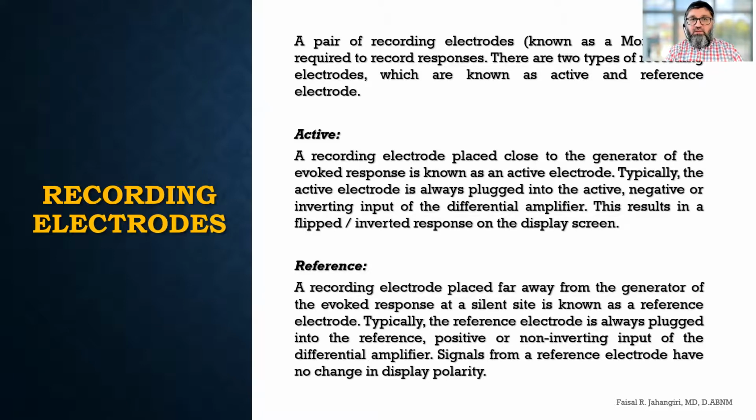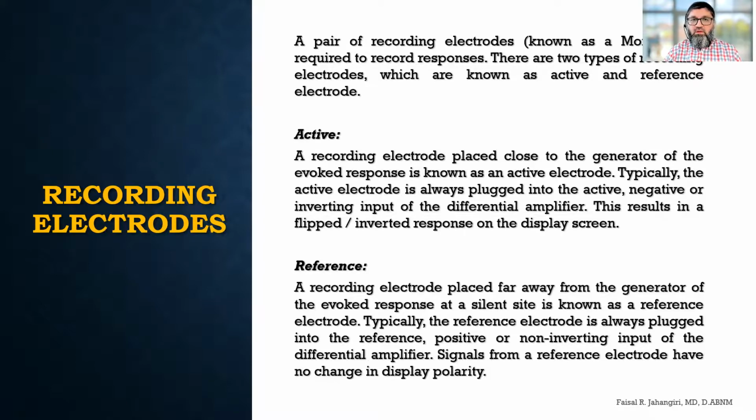This results in the flipped signal or inverted response on the display screen. So the active electrode can be plugged into the active input of the differential amplifier. It can be plugged into the referential input. So the active electrode can go into the active input, or active can go into the reference input. We usually put the active electrode into the active input of the differential amplifier, which inverts the signal. If it is positive, it becomes negative on the screen. If negative, it becomes positive on the screen.